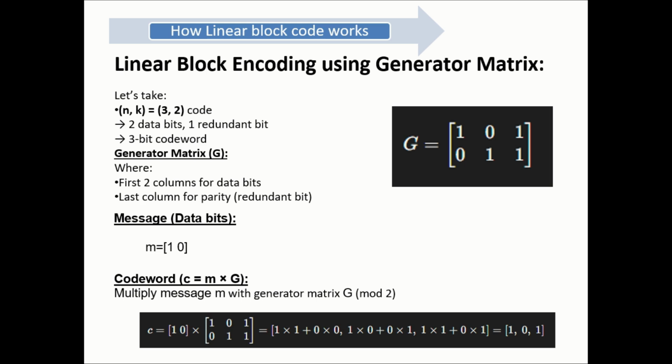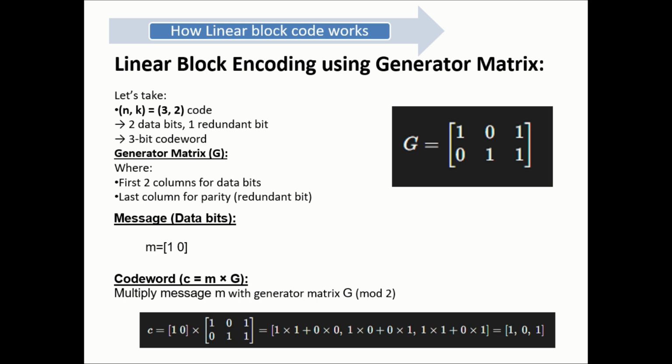Next, the generator matrix, where the first two columns are for data bits and the last column is for parity. You can see the generator matrix written over here: 1 0, and column-wise 0 1. These two columns are for data bits, and the last column, 1 and 1, holds the parity bits. Later we can understand what is inside the generator matrix.